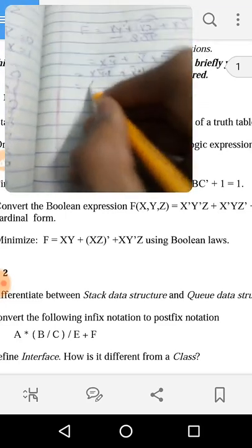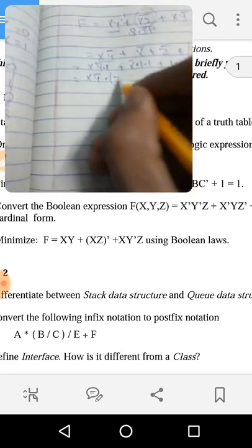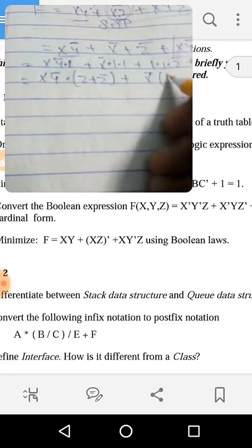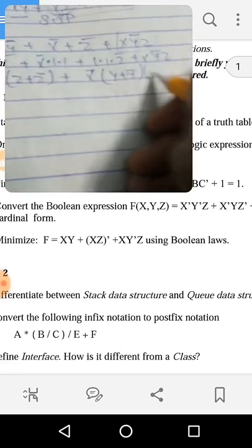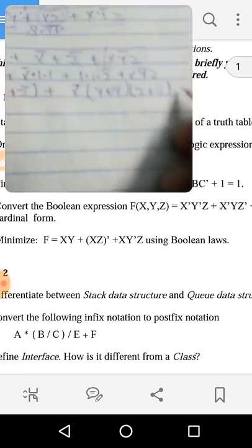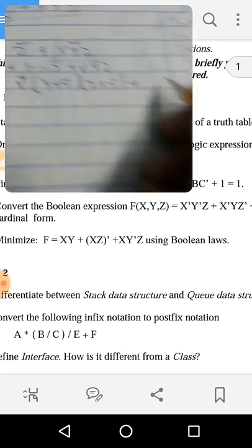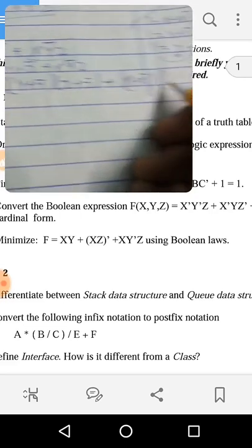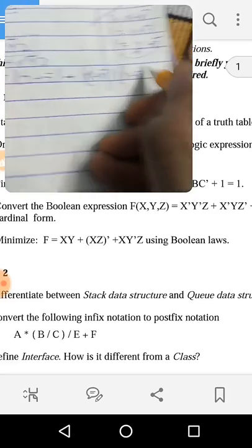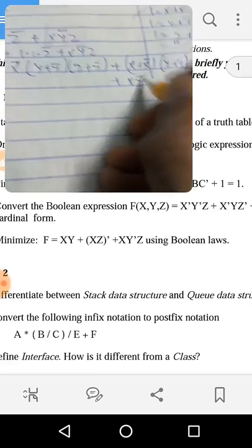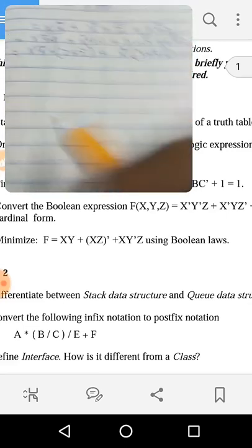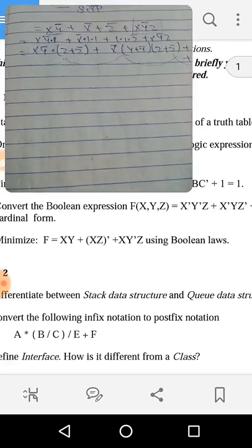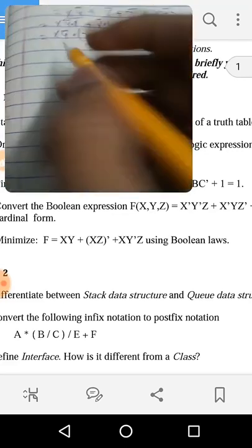So z is missing, so we multiply with z plus z bar, plus again y, then for z, and in this we do for x, then for y, then z, and then by doing this you have to open all these brackets using the distributive law, and then simplify it.